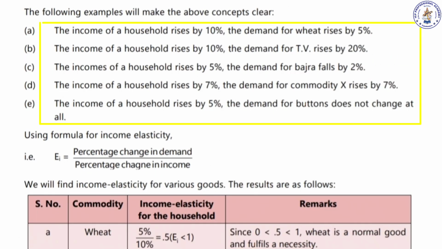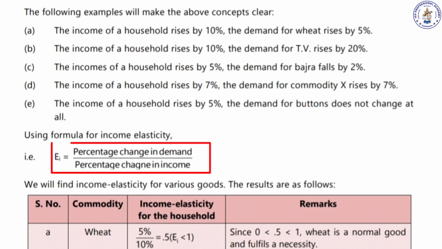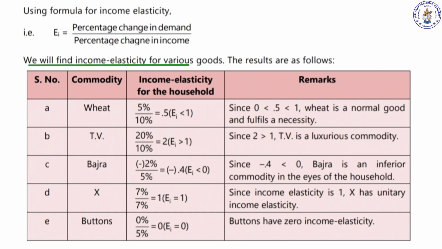Now we take the earlier example of wheat, TV and bajra or buttons, and we explain the same concept to make it clear. The formula, as I told you, income elasticity EI is equal to percentage change in demand divided by percentage change in income. See the table that has been given on page number 2.40. The following examples have been taken.